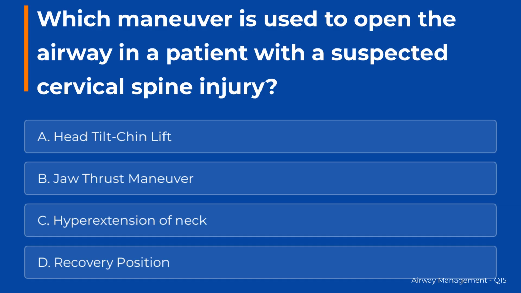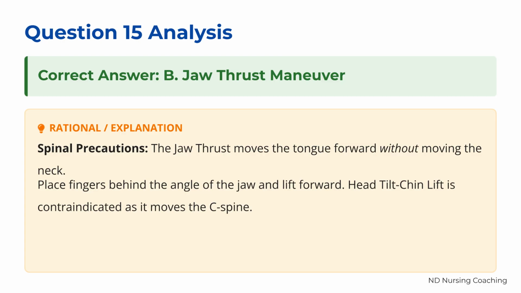Question 15. Which maneuver is used to open the airway in a patient with a suspected cervical spine injury? The correct answer is B, the jaw thrust maneuver. This maneuver moves the tongue forward without extending the neck, thus maintaining spinal precautions. The head tilt chin lift is contraindicated.